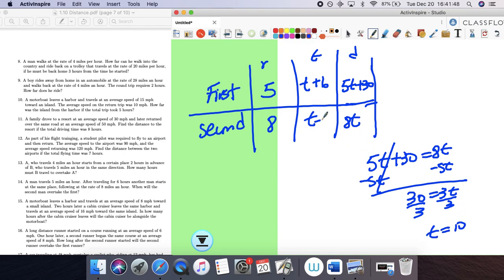So the second guy has to travel for 10 hours, and the first guy walked 16 hours. And what's the question here? When will the second man overtake the first? Well, the second man will overtake the first in 10 hours.